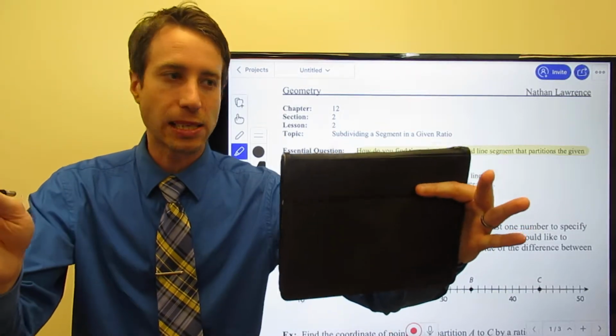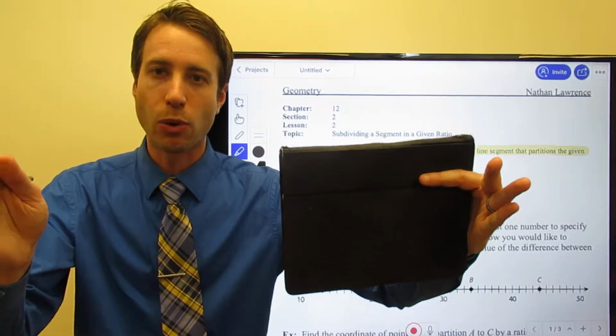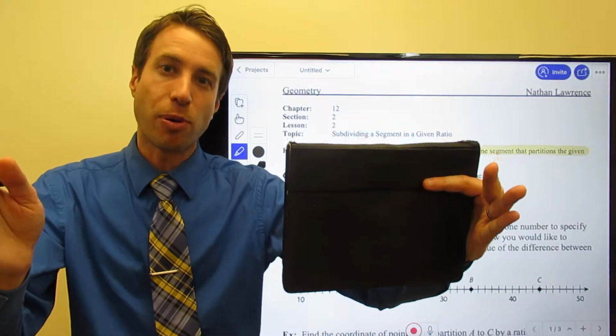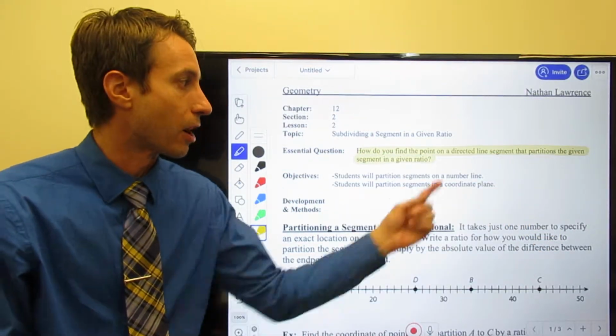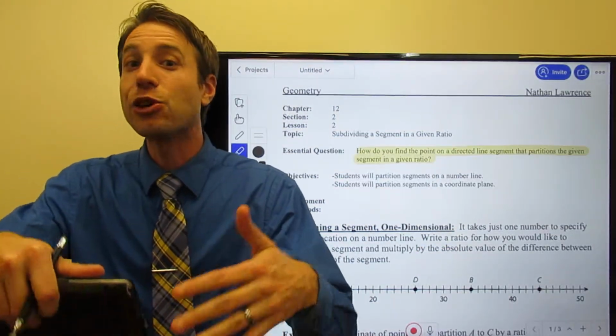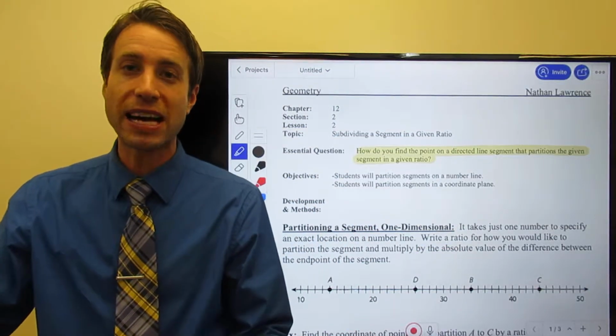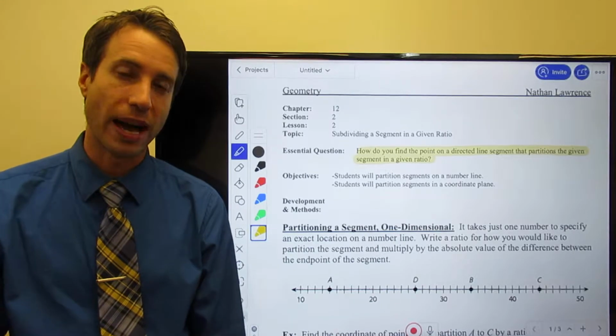Or I give you a line segment and I want you to divide that line segment where one part is 3/4 and the other part is 1/4. How do you do it, right? That's exactly what we're going to be talking about here. I'm going to give you a line segment. I'm going to tell you how I want that line segment divided. I want to take a look at how we're going to go ahead and do that.